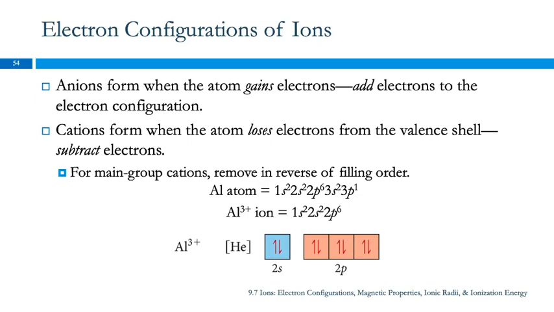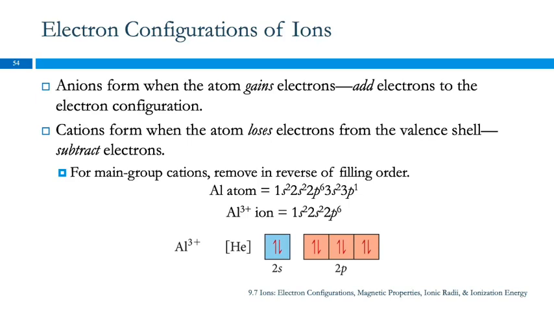So anions form when an atom gains electrons. That's why it has a negative charge. And so then if we're looking at the electron configuration of the ion, we have to add electrons to the electron configuration. That usually doesn't cause too much trouble.